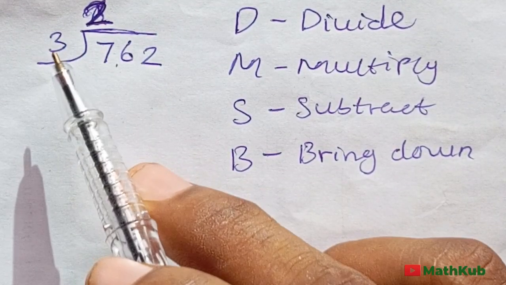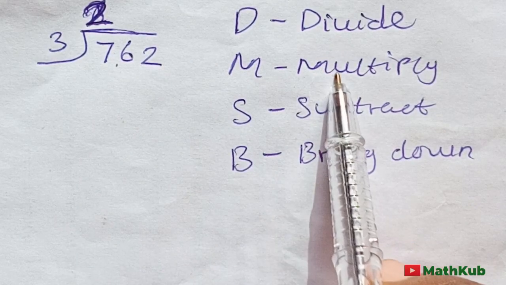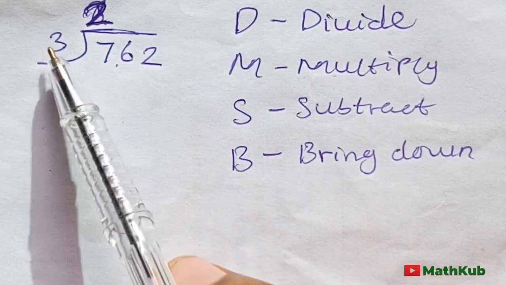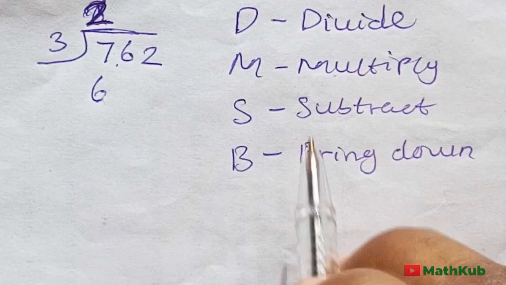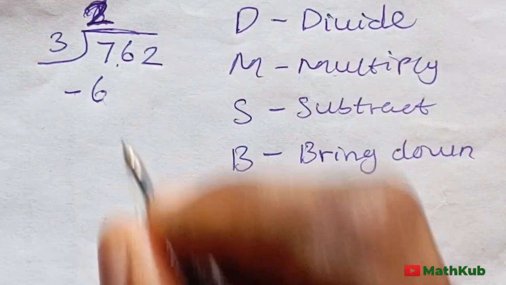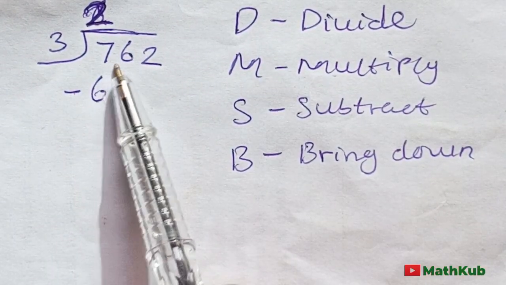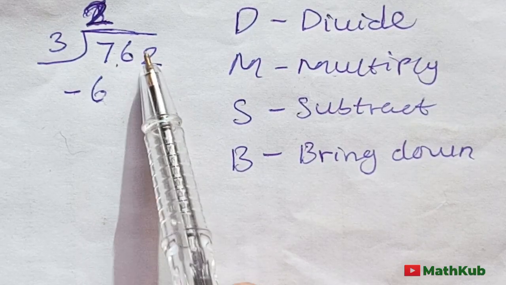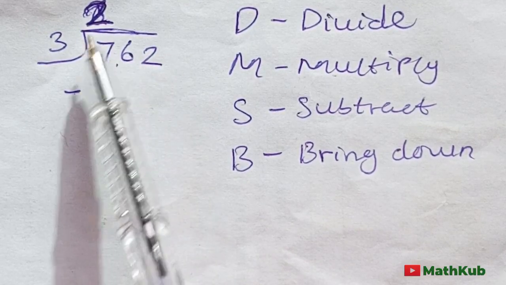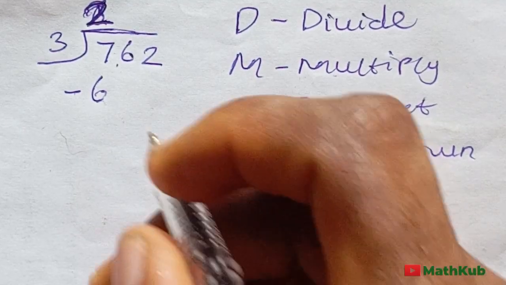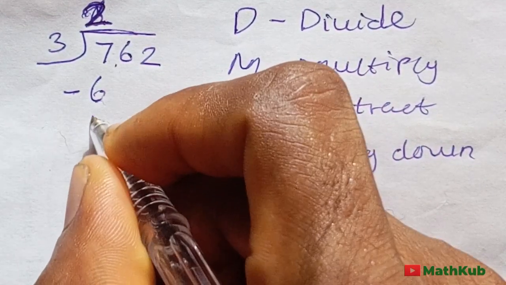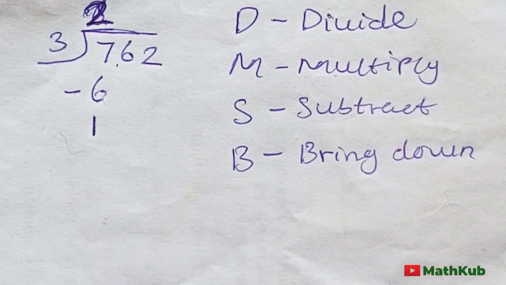Now 2 times 3, they multiply. 2 times 3 is 6. You write the 6. Now you subtract. What are you subtracting? You only use this 7, so you will not touch the other 2. 7 minus 6 is 1. Write the 1.